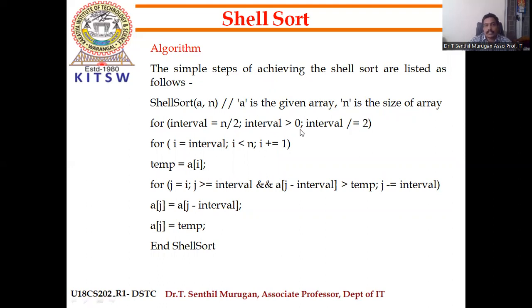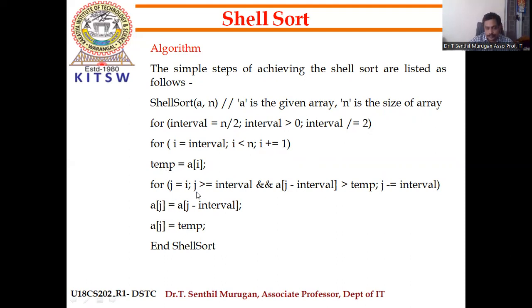The interval should be greater than 0. Then interval divided equal to 2, meaning interval divided by 2, will be assigned to interval. Okay. So then for each interval, it will take i from interval up to n, i plus 1. It will take the first value as a temporary value for the sorted array.